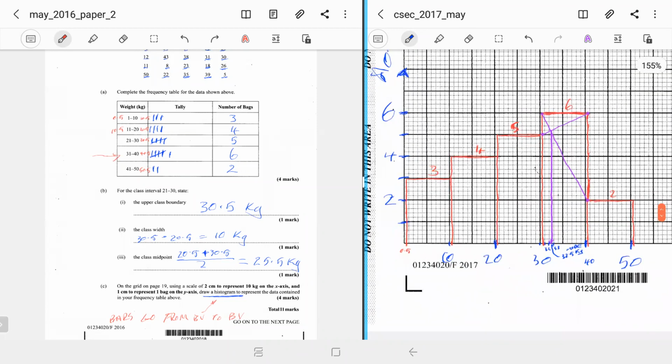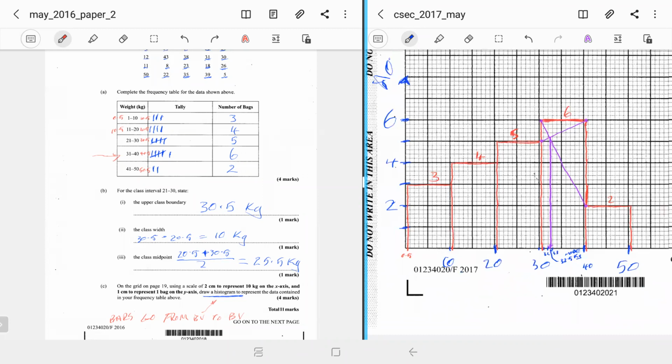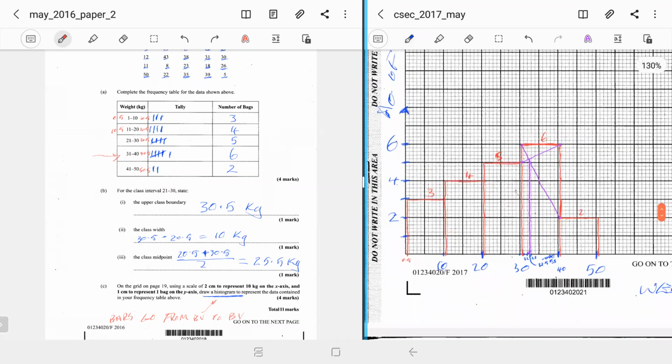That's it. All right, suppose I wanted a frequency polygon. Let me erase this and let's do a frequency polygon instead. So let's say they wanted instead a frequency polygon. Let's say they gave us the same data, but they don't want a histogram. They say, okay, guys, draw a frequency polygon.